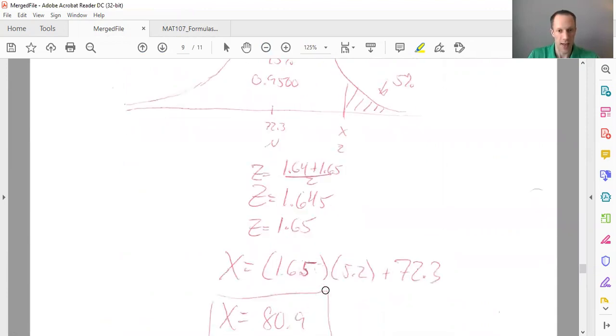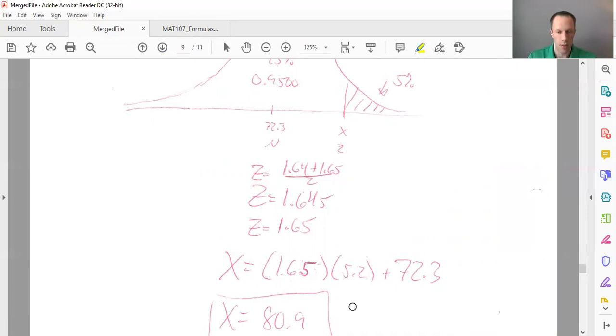Now to get the value of x, I just use the formula that I showed you in the previous part, multiplying that z-score by the standard deviation and adding the mean, and that gives us, in this case, 80.9. So 80.9 would be the value of x that separates the top 5% who get the scholarship from the other 95% who do not. So that's how we work with normal distributions that are not the standard normal distribution.